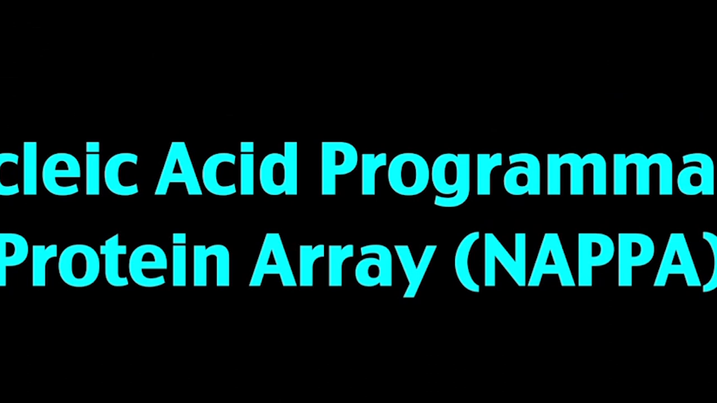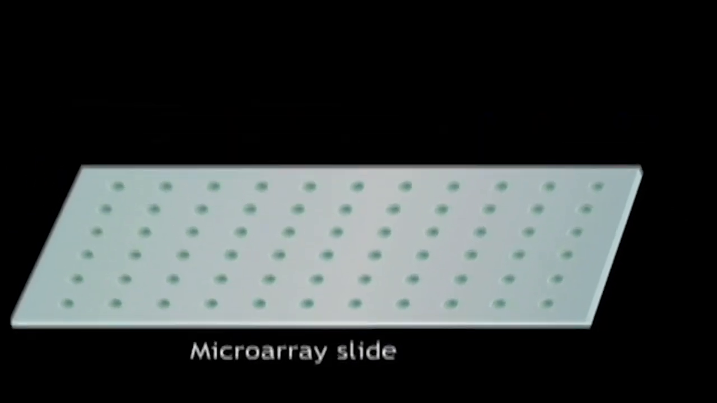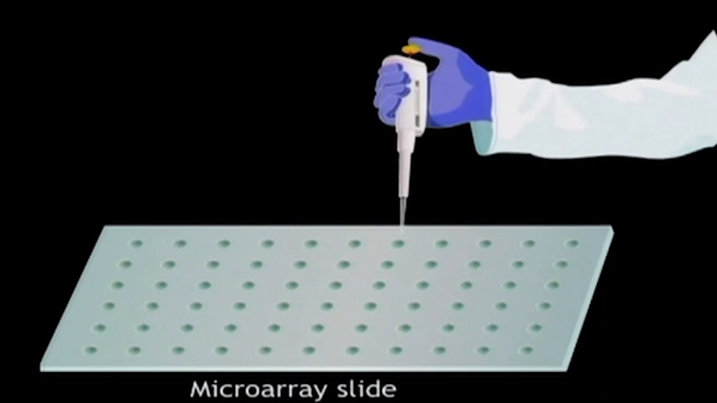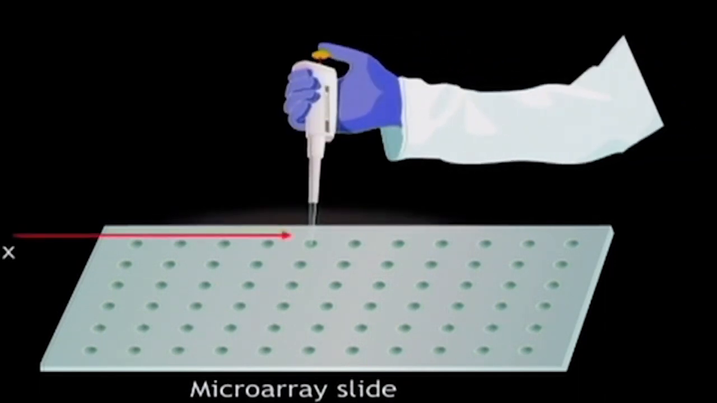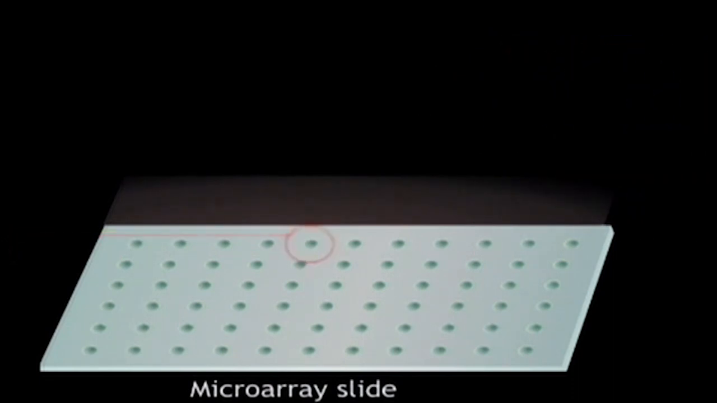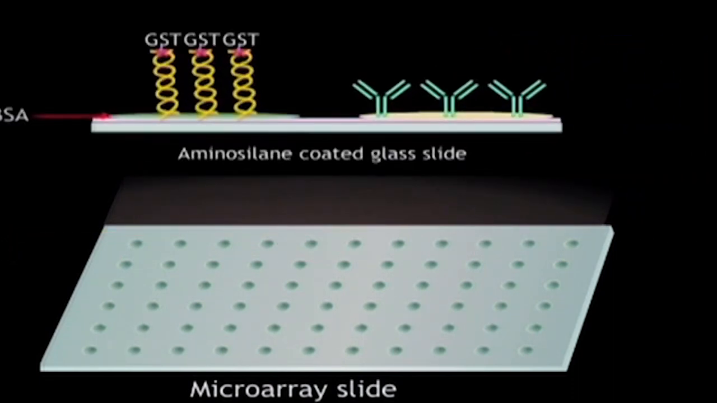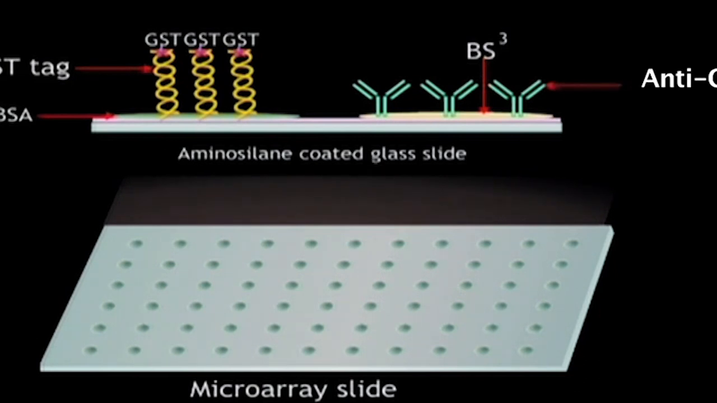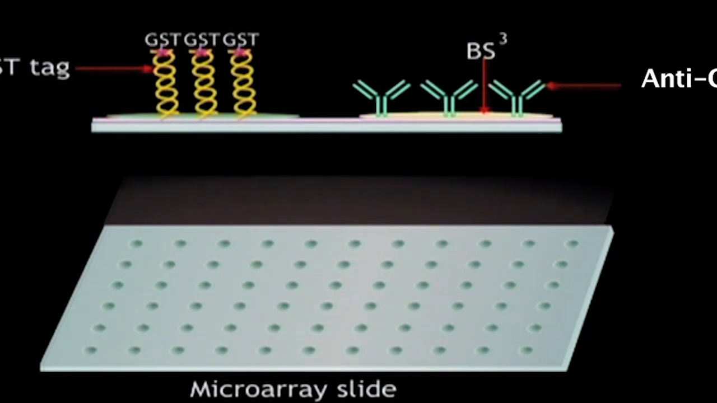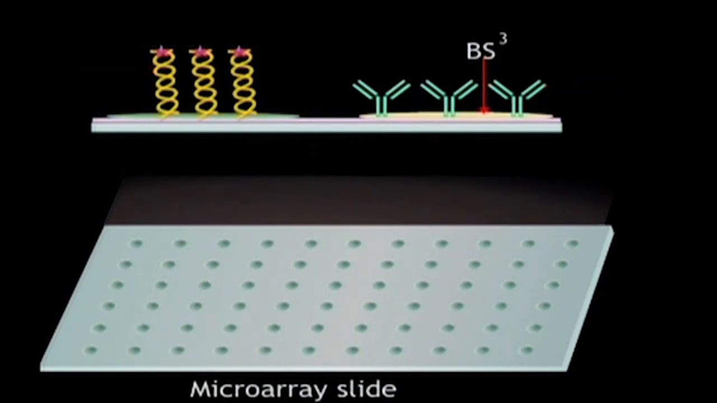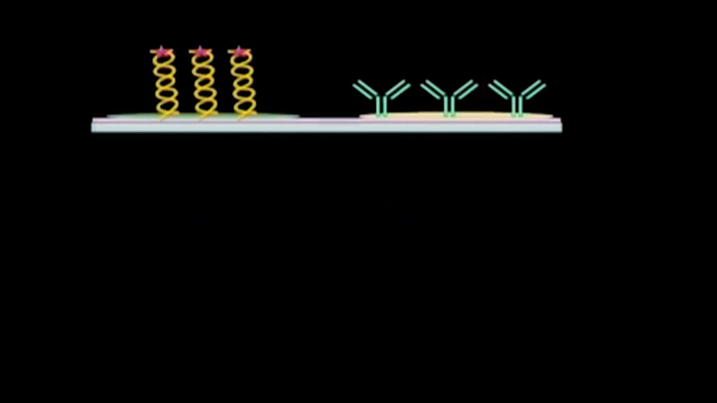Nucleic acid programmable protein arrays, or NAPPA. In NAPPA method, an aminosilane coated glass slide forms the array surface for NAPPA. To this surface, the NAPPA master mix is added, which consists of BSA, BS3, GST tag cDNA and anti-GST capture antibodies. The BSA improves the efficiency of immobilization of cDNA onto the array surface, while BS3 cross-linker facilitates the binding of capture antibody.